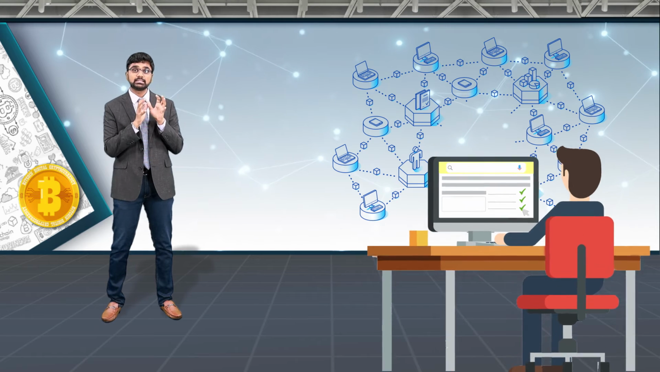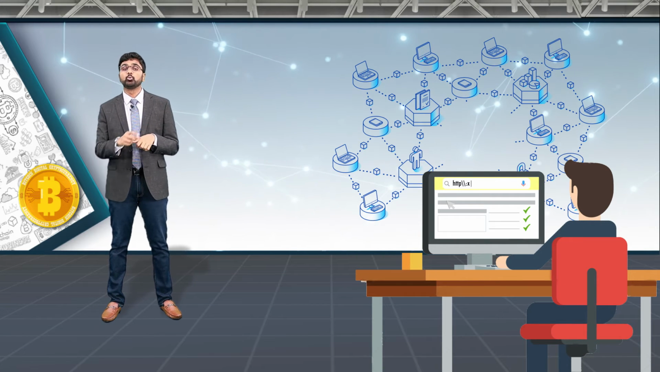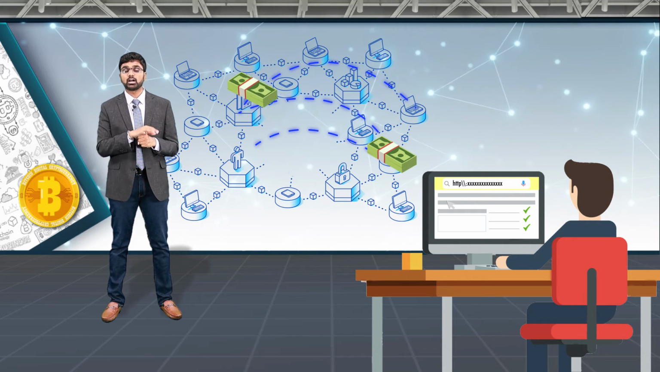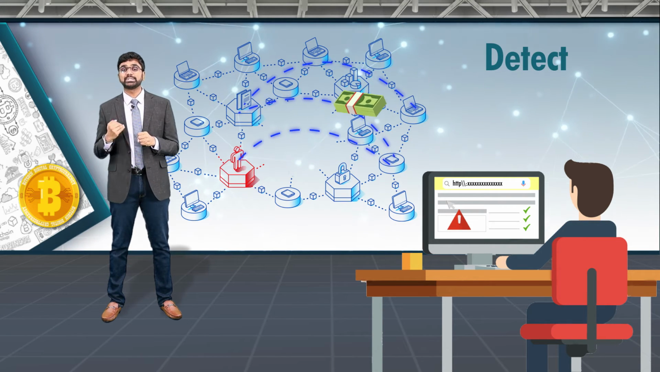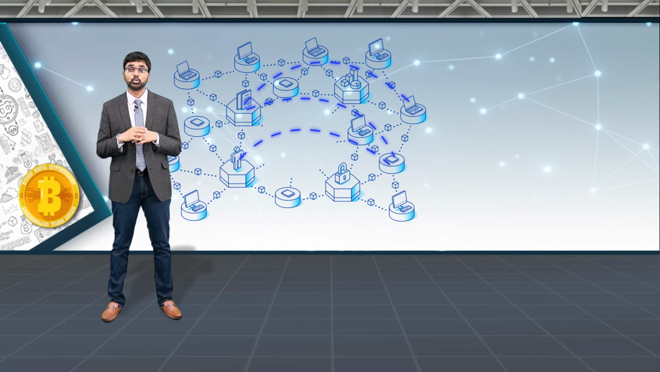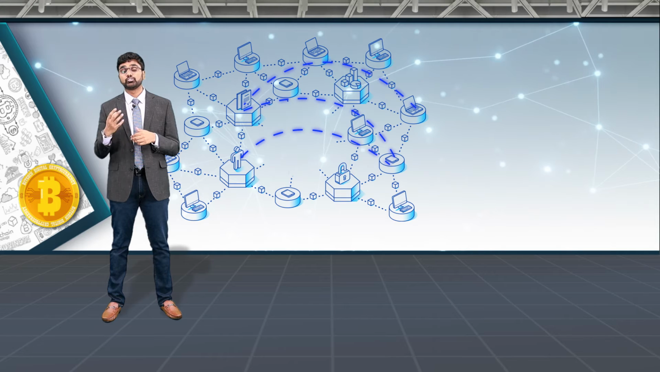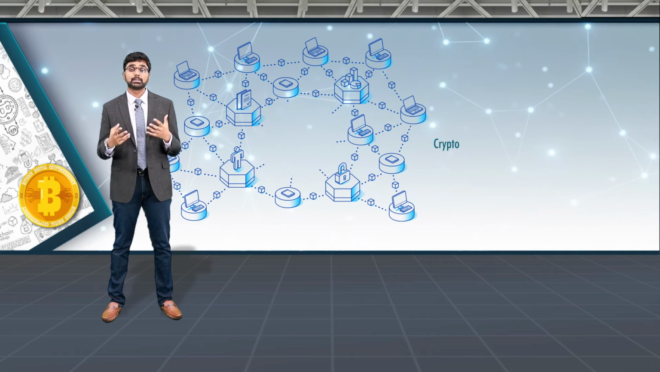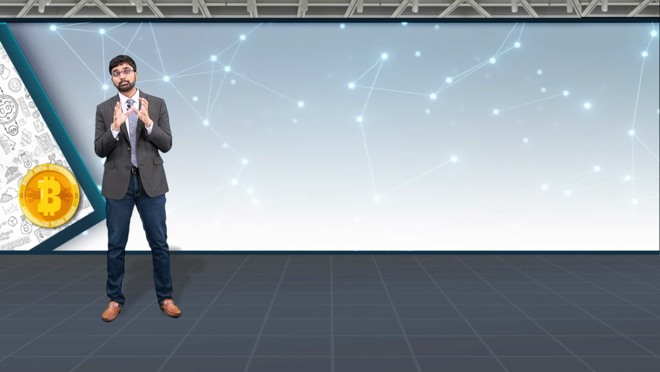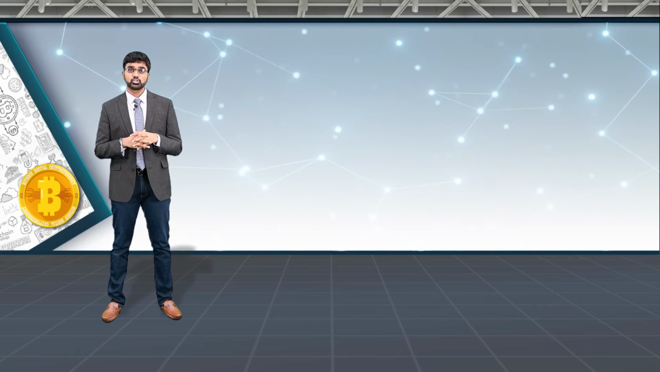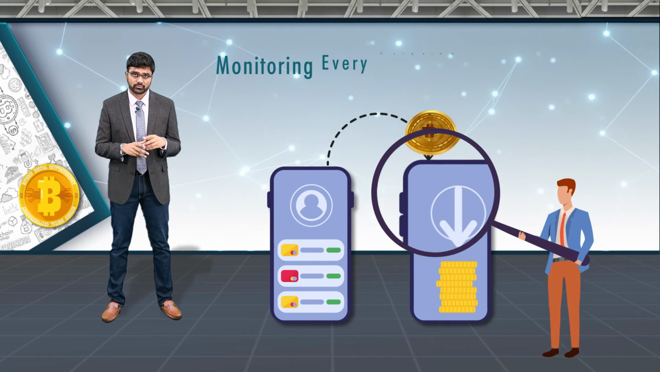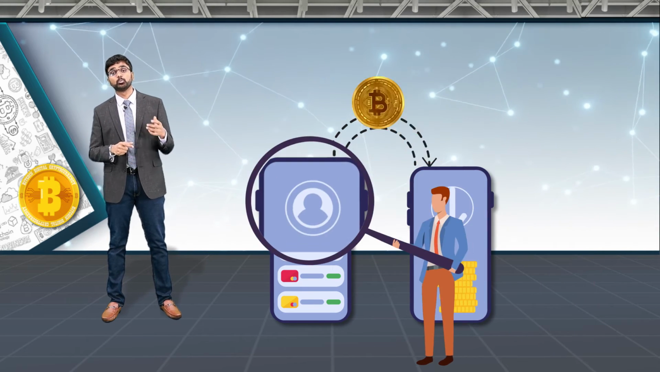So once we link the addresses to real world entities, we follow the money across blockchains. Once you can see the money moving across the blockchains, we try to detect suspicious patterns in real time. And that is how we help law enforcement agencies, regulators, and central banks to perform crypto-based monitoring, investigations, and forensics. From a crypto compliance perspective, exchanges use our tools to monitor every incoming transaction and every outgoing transaction within the ecosystem.